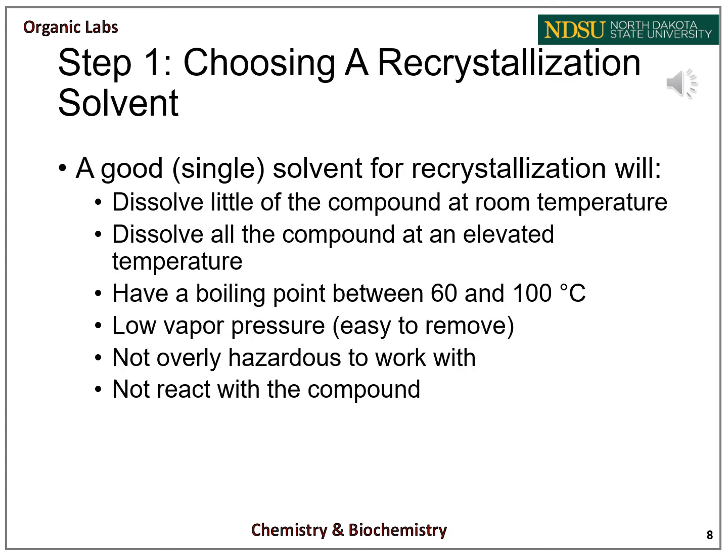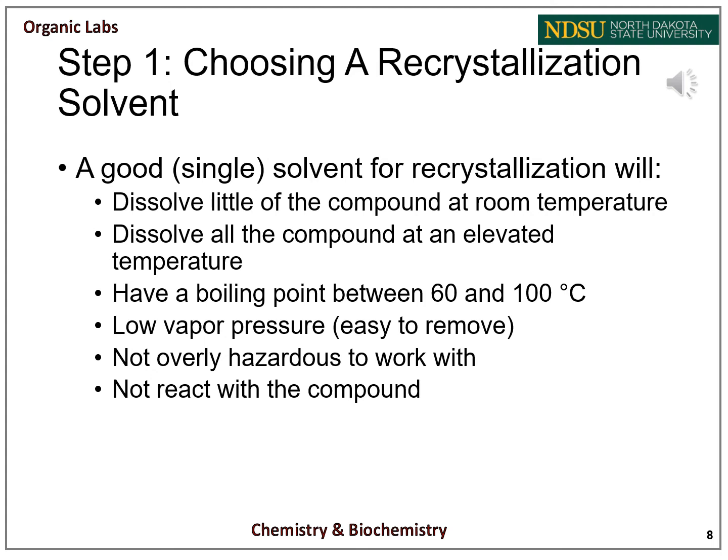Going a little bit more into detail, starting with step 1, choosing the recrystallization solvent. This is perhaps the most important step in the process. A good solvent for recrystallization will do the following. It will dissolve very little or none of the compound at room temperature. It will dissolve all the compound at an elevated temperature. It'll have a boiling point between 60 and 100 degrees Celsius.